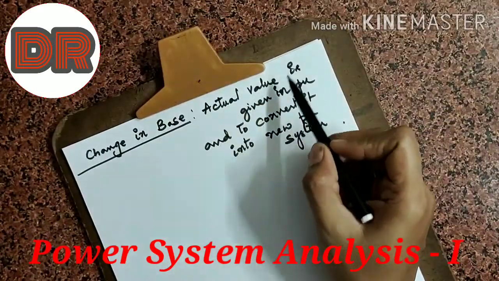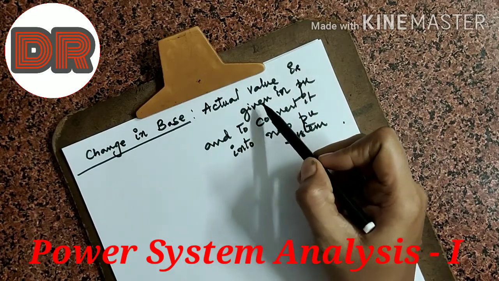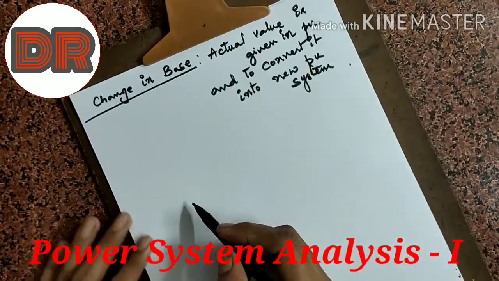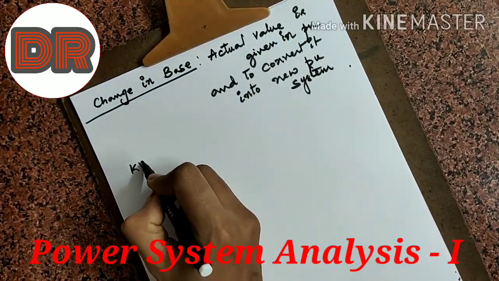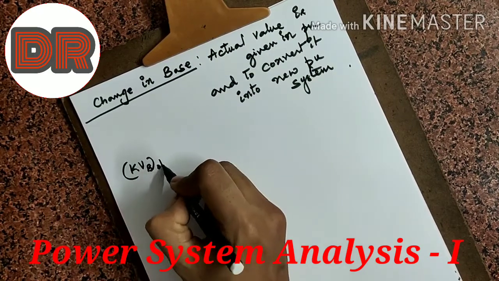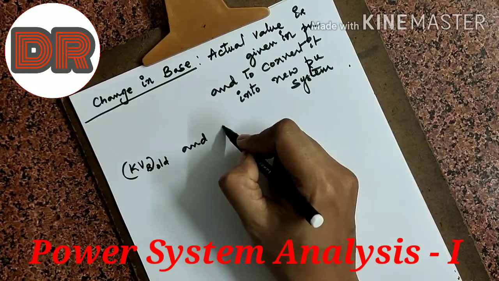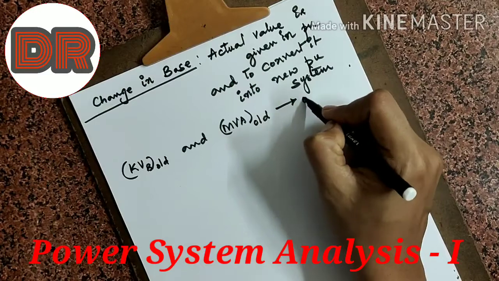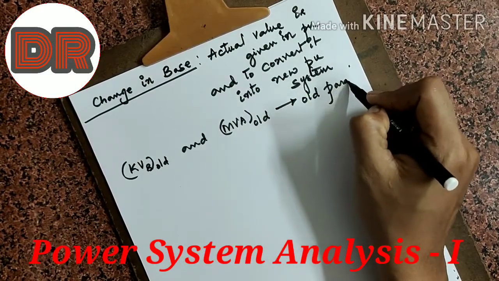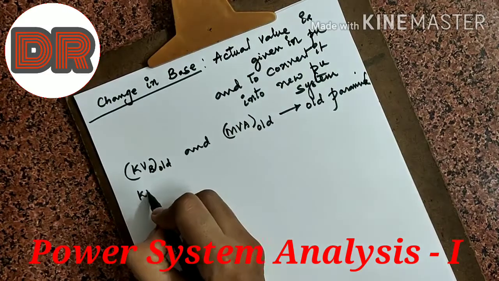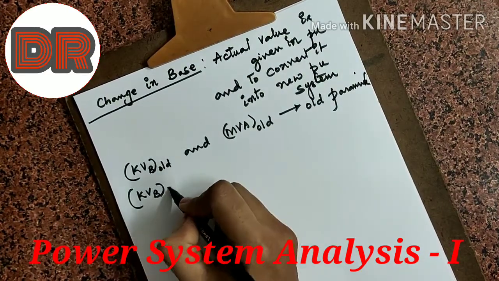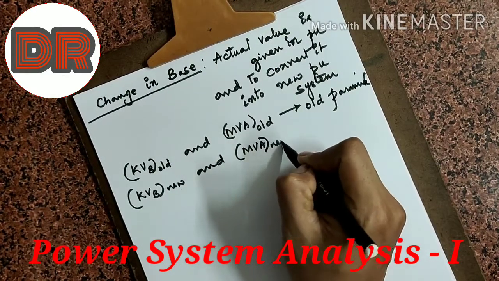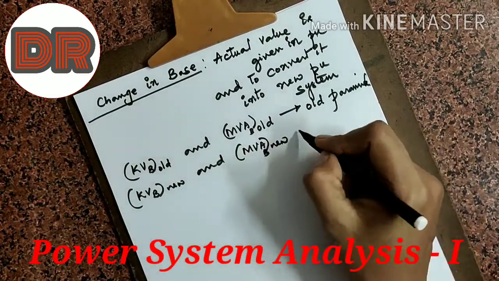So the actual value is given in per unit with a different base, and we have to convert it into a new per unit value with some other base. So how to calculate? Let me take kV base old and MVA base old as the old quantities, and also let me select kV base new and MVA base new. These are the new base values.